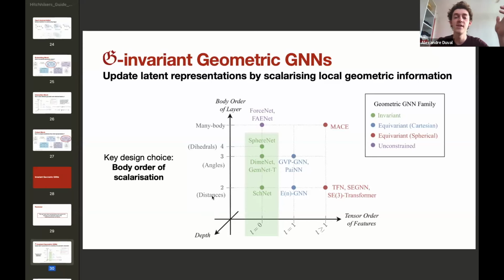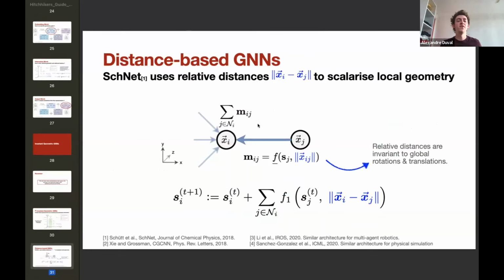You can use only distances between pairs of atoms, use triplets of atoms to compute bond angles, or even quadruplets of atoms to compute dihedral angles. And these methods are going to use these quantities inside the message passing to update their representation. And this field is very nice. It follows what you would logically think of.